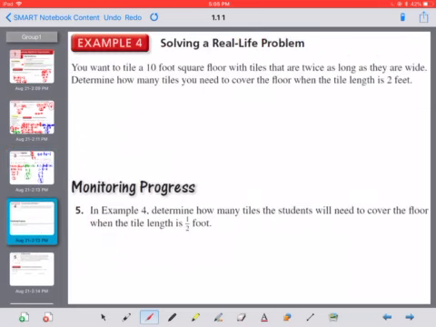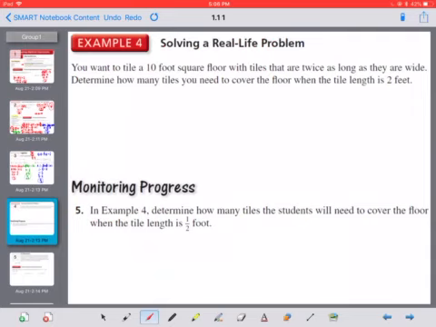Now let's move on. Solving a real-life problem. When the math book says real-life problem, what they mean is we're doing a word problem. And this is as close to a real-life situation that you might have to use this kind of math. So, you want to tile a 10-foot square floor with tiles that are twice as long as they are wide. Determine how many tiles you need to cover the floor when the tile length is 2 feet.